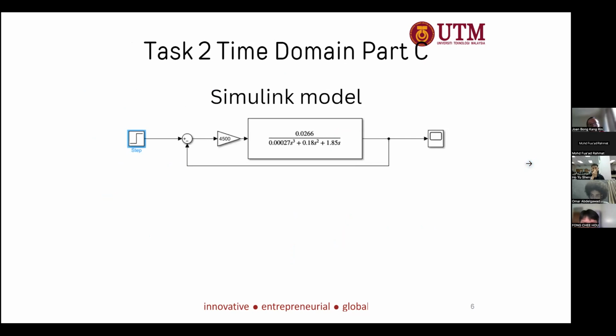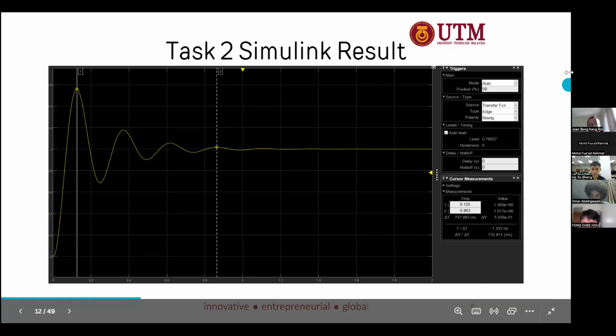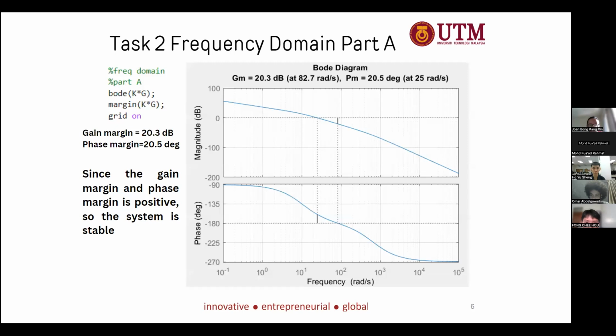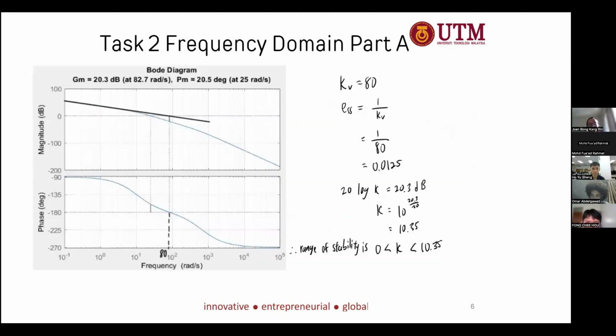Faster. Then next, this is the simulink model, and from the simulink model I get almost the same percentage of overshoot, settling time, peak time, and steady state error as with the MATLAB code. Then for the Bode plot in the frequency domain, I get positive values for the gain margin and phase margin, which shows that the system is stable. Then I draw the negative 20 dB slope to get the Kv and calculate the steady state error, which is 0.0125, and from the gain margin, I calculate the stability range equal to 0 less than K less than 10.35.